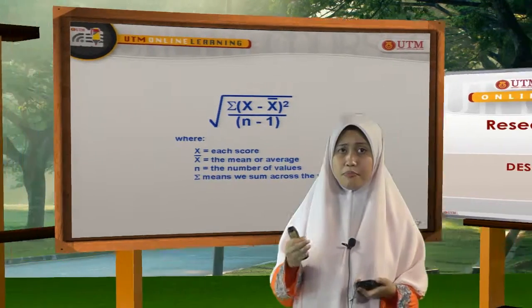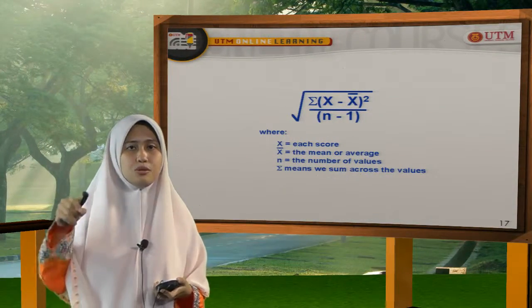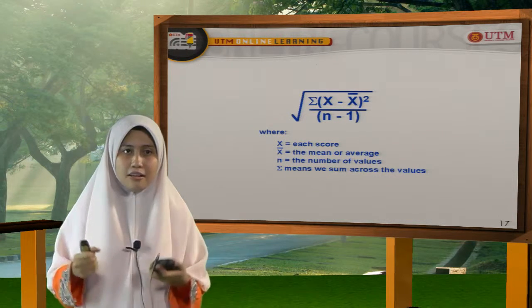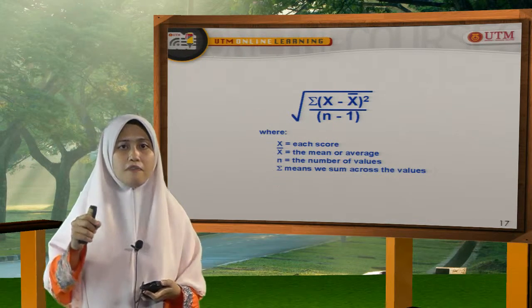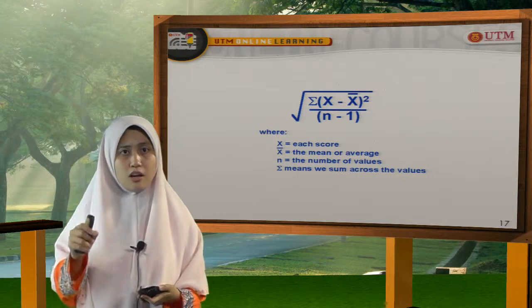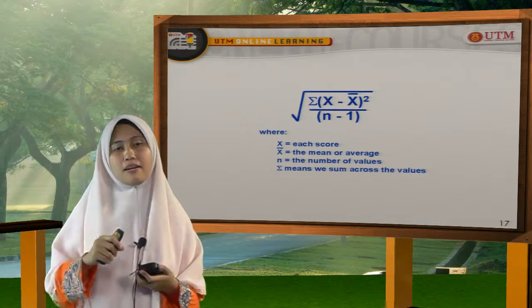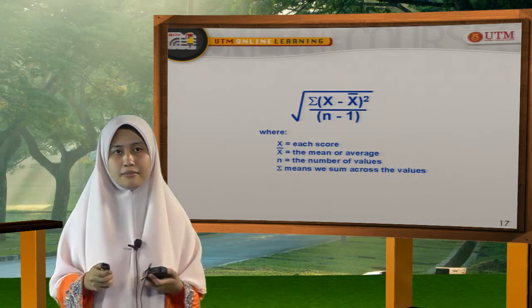From the calculation before, we put the values into the formula. The formula for standard deviation is the square root of the sum of the squared deviations from the mean divided by the number of scores minus 1.